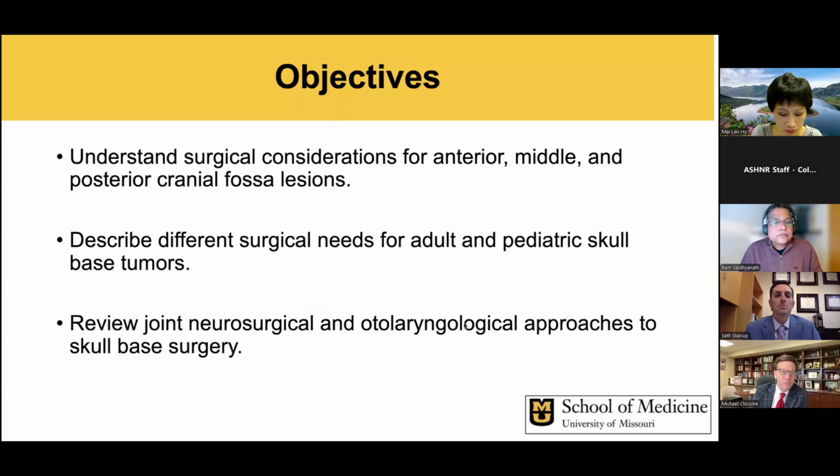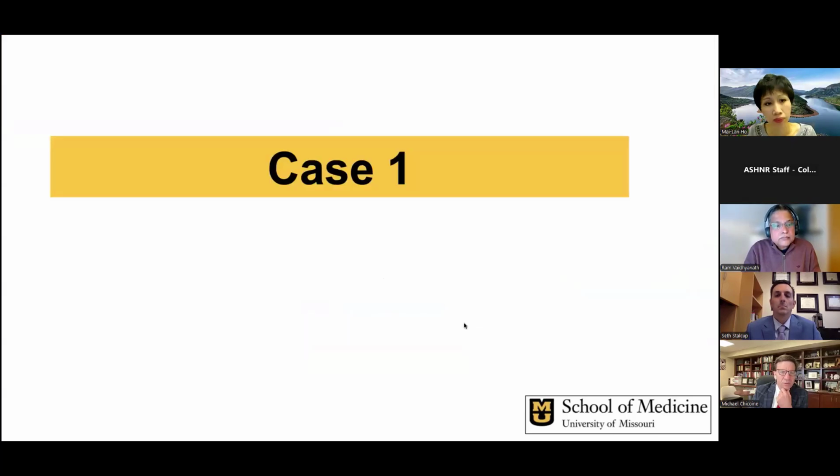to talk a bit about lesions of the anterior, middle, and posterior fossa skull base in both adults and children, and how we as neurosurgeons and otolaryngologists interact with our neuroradiology colleagues to try to find the best solutions to these problems. So we'll go through some cases here. Here's the first one.